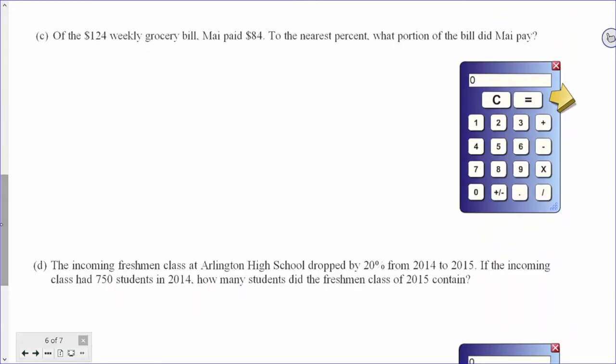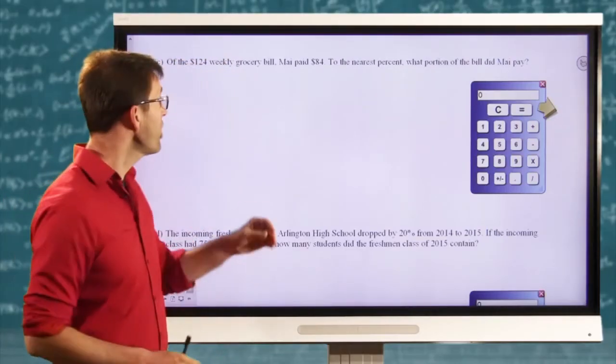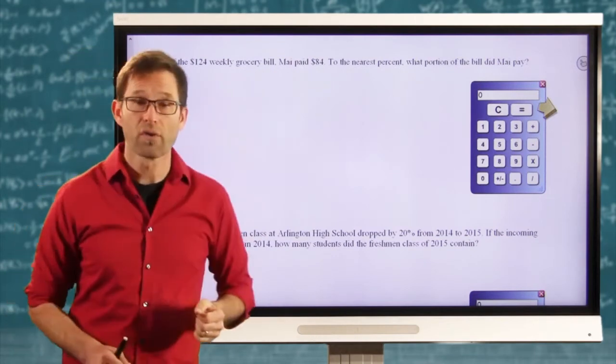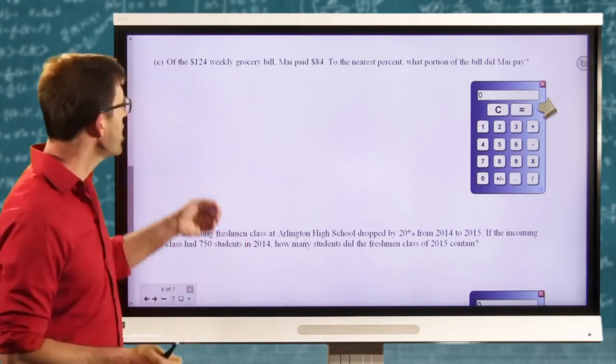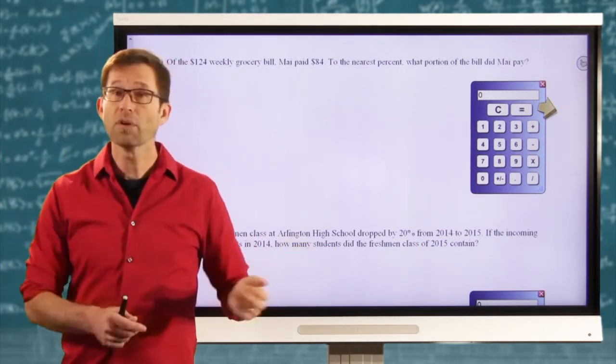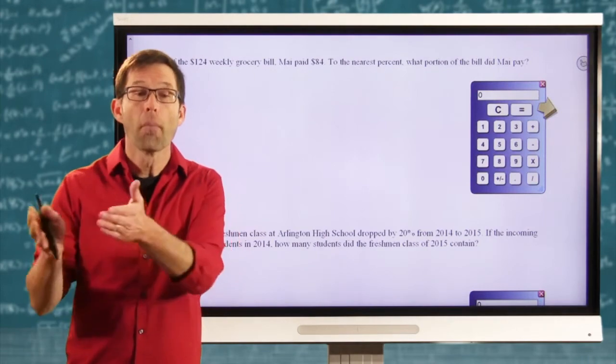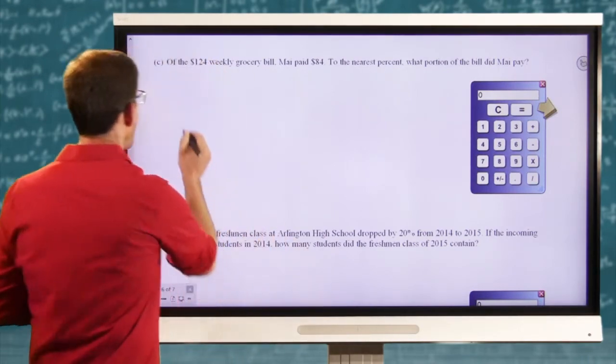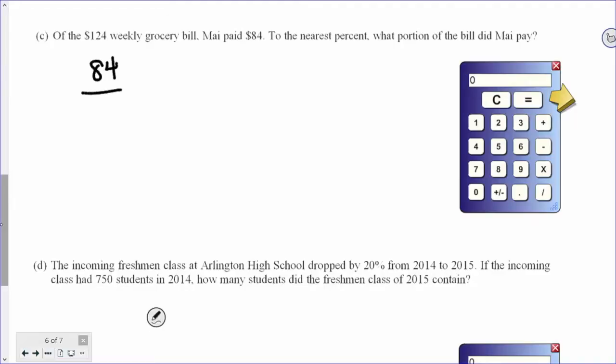Of the $124 weekly grocery bill, May paid $84. To the nearest percent, what portion of the bill did May pay? All right, so we know that May paid 84 out of $124, but we want to know that if the total actually had been 100 instead of 124, how much would May have paid, right? That's going to be her per 100, per cent, all right? So 84 out of 124 equals what out of 100, right?